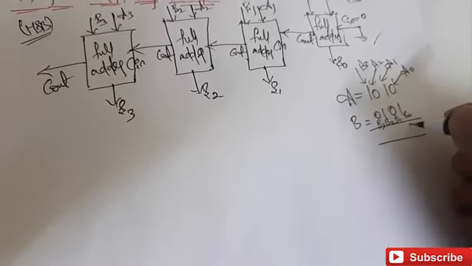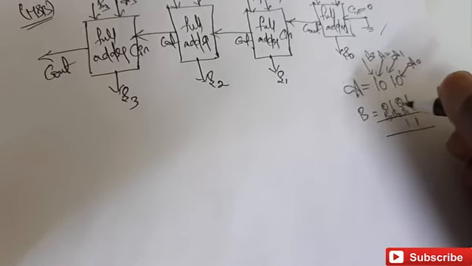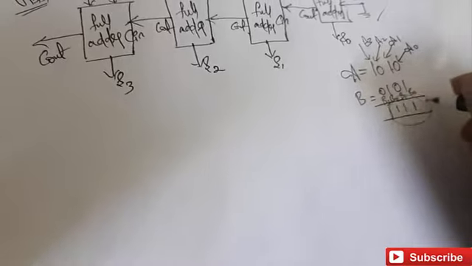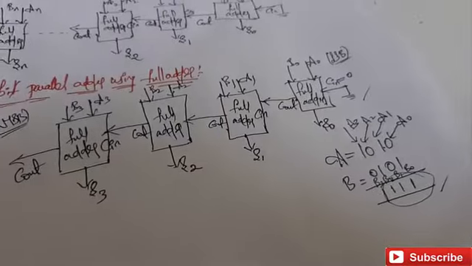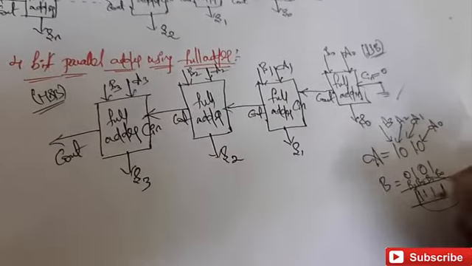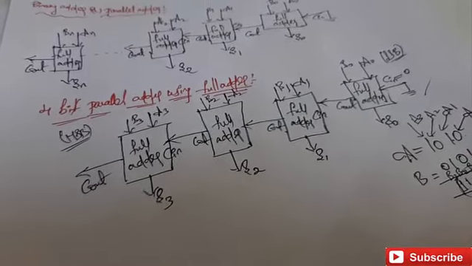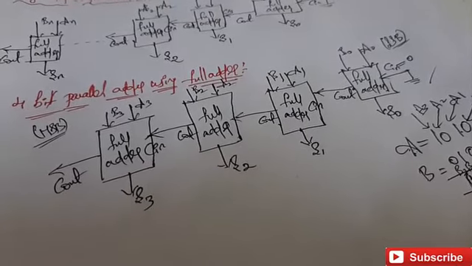Here 0 plus 1 means 1, 1 plus 0 means 1, 0 plus 1 means 1, 1 plus 0 means 1. This will be the output we are getting, right? Let's check whether this output we are getting or not in the 4-bit parallel adder using the full adder operation.